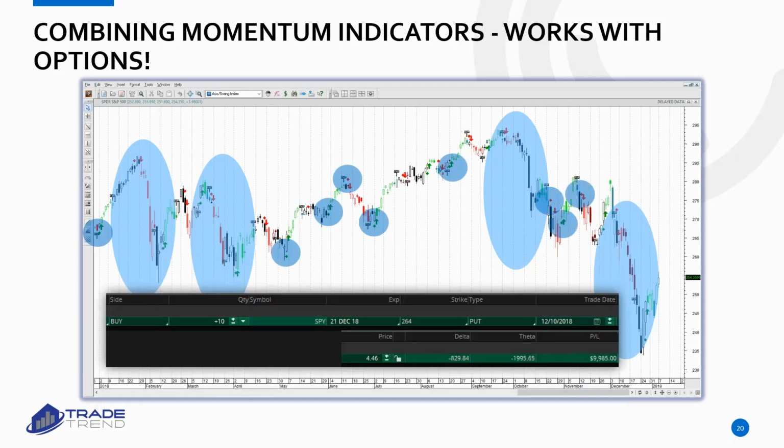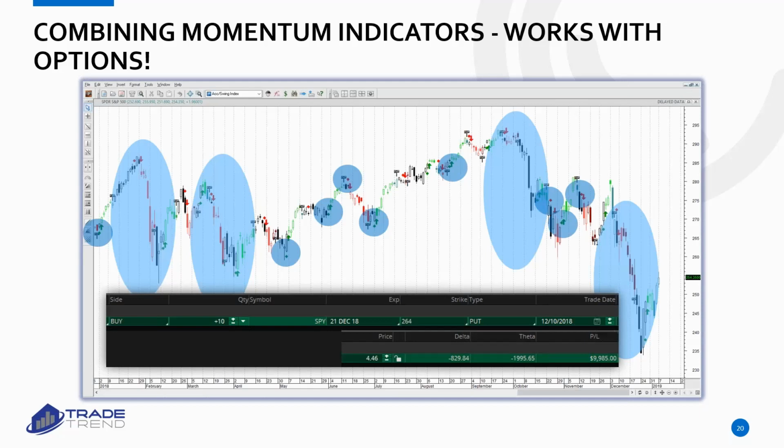So this works for options too. We have a lot of customers and members to our TRADETREND group that use this to trade options. And a lot of them will come in trading very complex option strategies, multi-leg strategies like calendar spreads, iron condors, ratio spreads, credit spreads. And a lot of our members will simplify their strategies and just go to straight call and put purchases. And so I want to give you kind of an example of what that looks like.